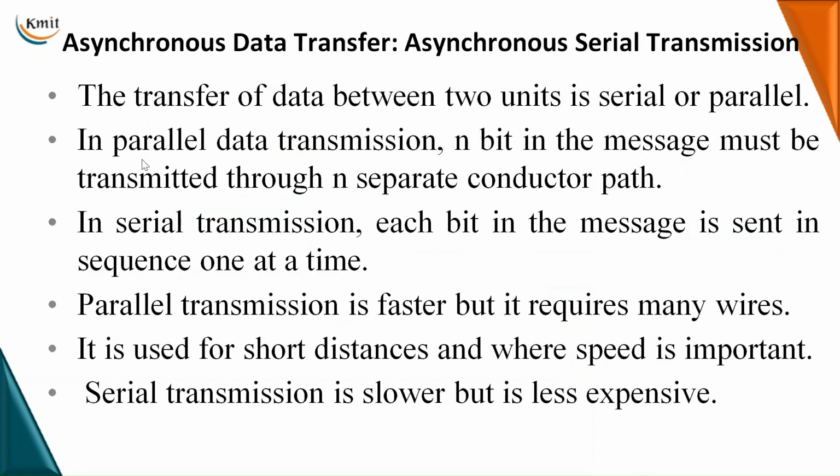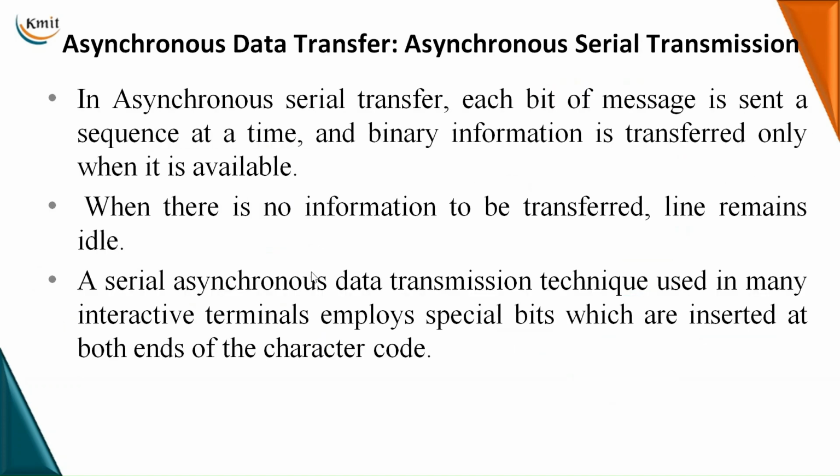Parallel communication is very fast, but it requires more wiring between the sender and the receiver, and it is used mainly for short distances where speed is important. Serial transmission, on the other hand, is slow, but it is a much less expensive mechanism. In asynchronous serial transfer, each bit of a message is sent in sequence, one at a time, and binary information is transmitted only when it is available. When there is no information to be transmitted, the line will remain idle.